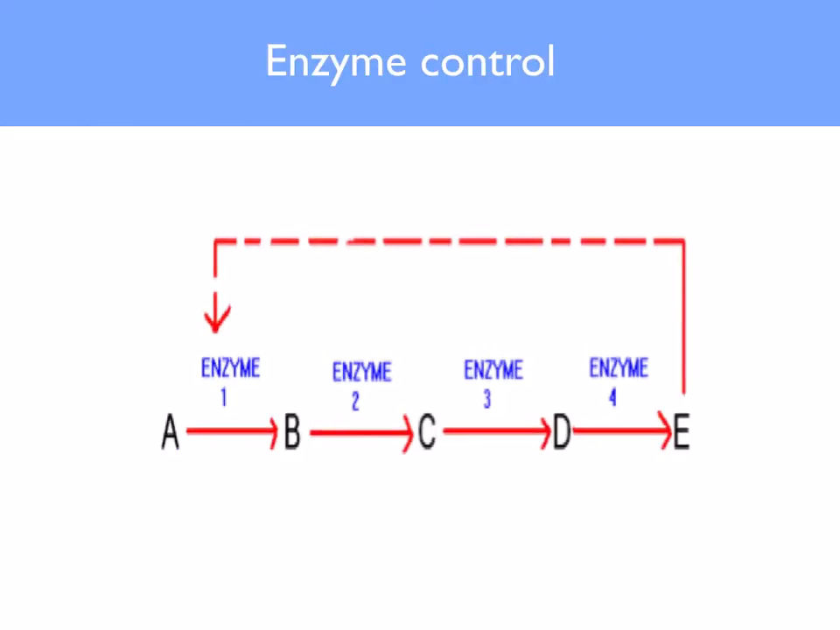If the end product is reduced, this will lessen the inhibition so that the metabolic levels will be brought back to normal. So this is called end product inhibition, and it's usually a form of homeostasis.